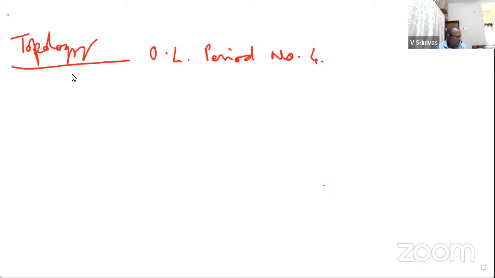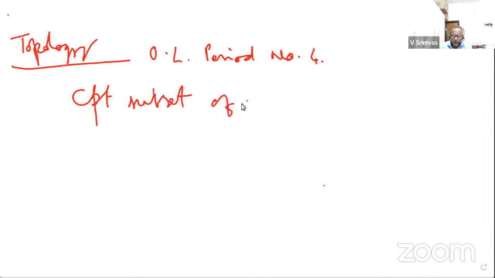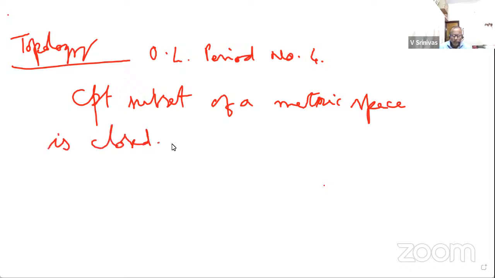In the last class, I was discussing compact subsets, right? I showed that a compact subset of a metric space is closed. Compact subset of a metric space is closed. Okay.